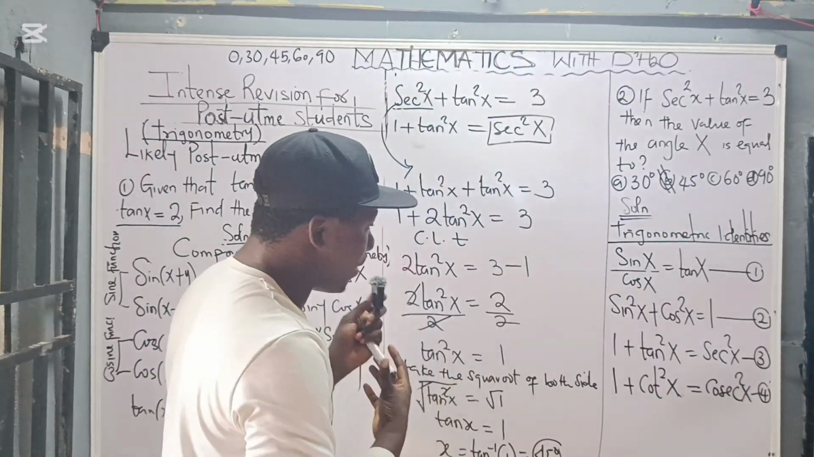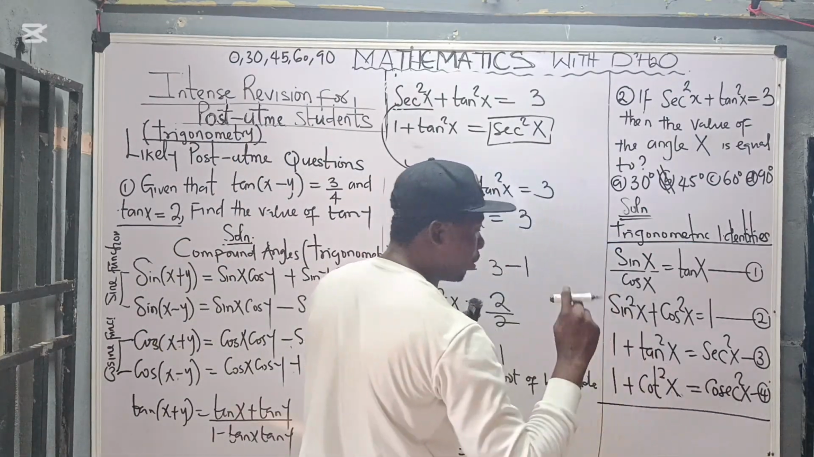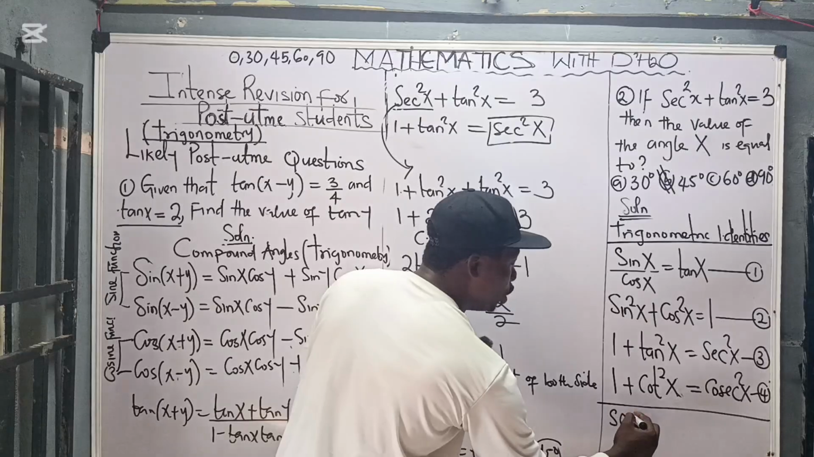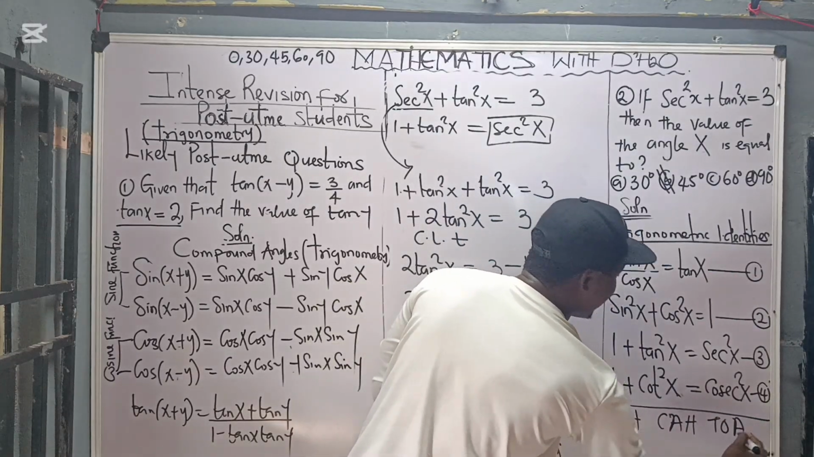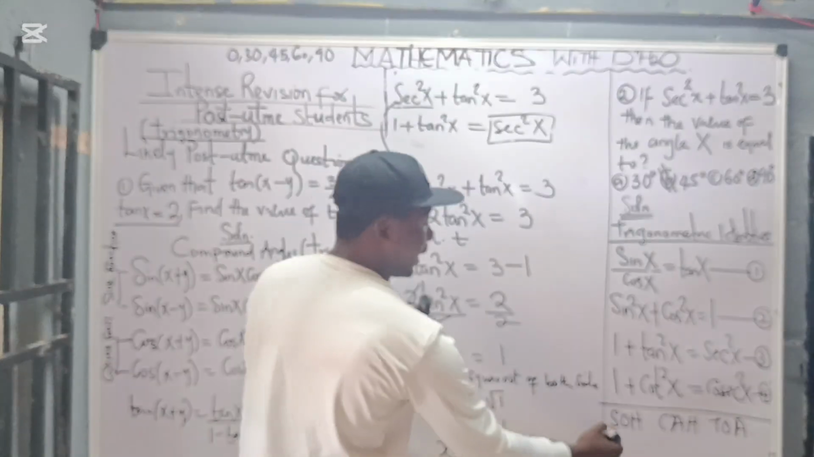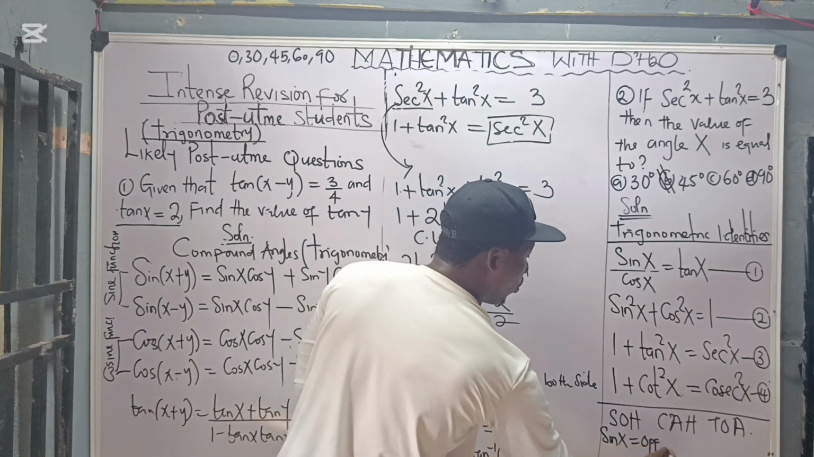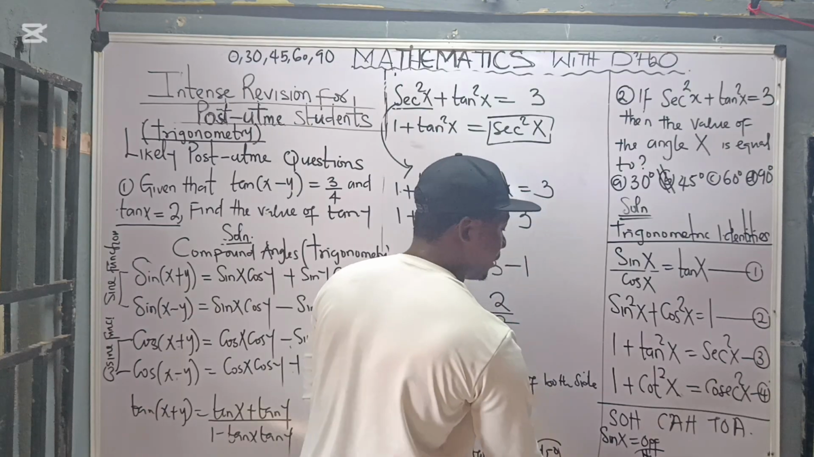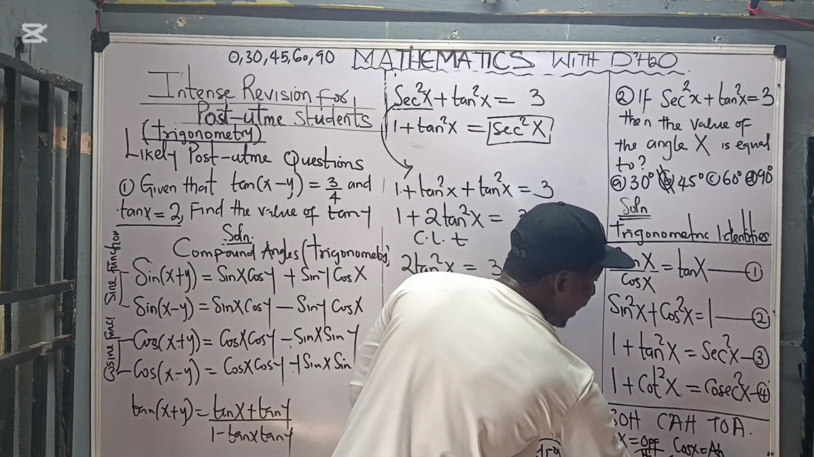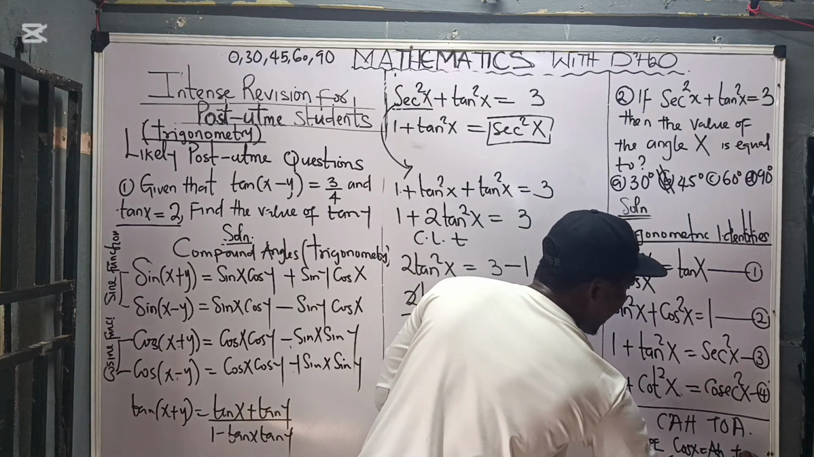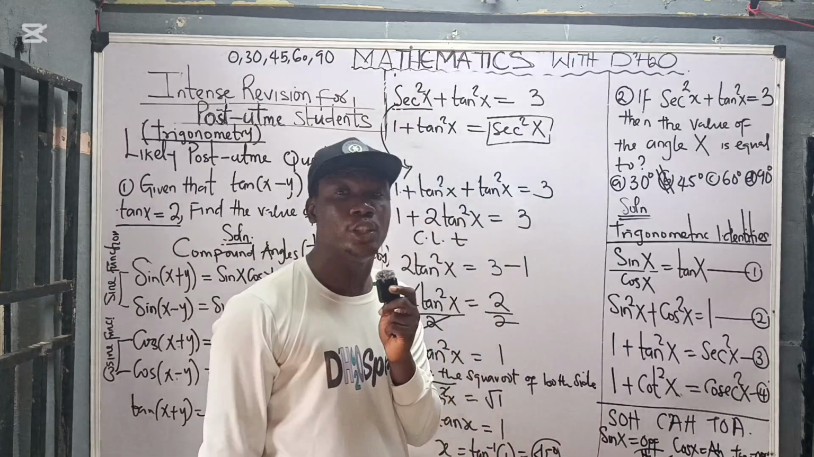So please, master all of this. Hold on. Watch this for me. Class, look at this. Remember our SOHCAHTOA? SOHCAHTOA tells us that sine theta, which is sine x, is opposite over hypotenuse. Don't forget that. Cos x is adjacent over hypotenuse, then tan is opposite over adjacent.